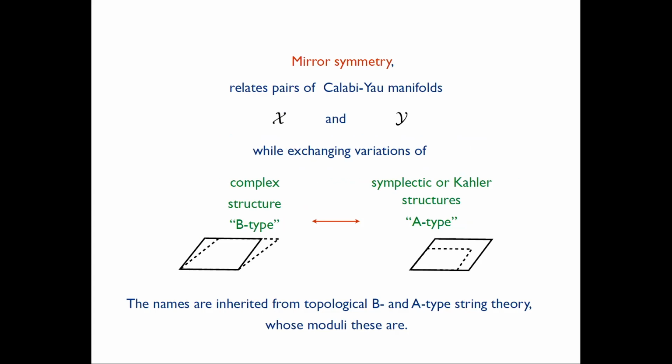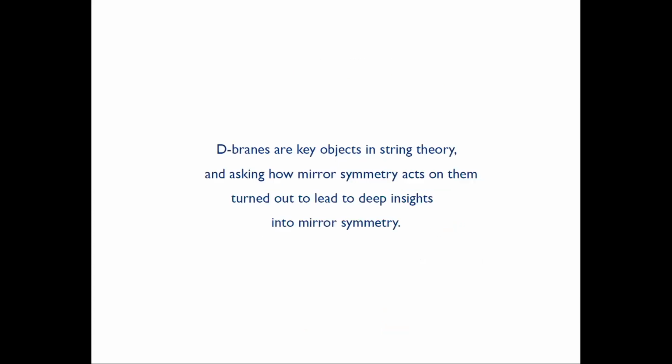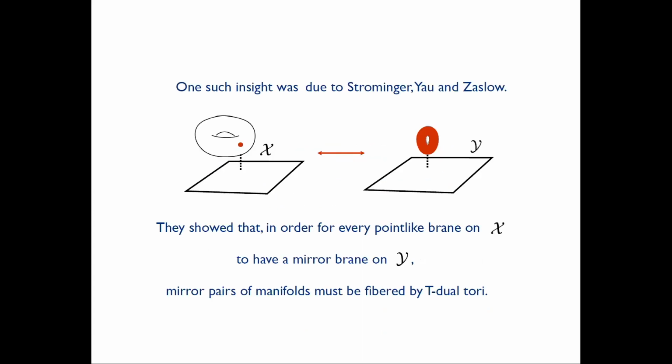So mirror symmetry relates pairs of Calabi-Yau manifolds, exchanging variations of complex or B-type structures and symplectic or Kahler, A-type structures. These names are inherited from the topological B and A model, whose moduli they describe. D-branes are key objects in string theory, and it turned out that thinking about how mirror symmetry acts on D-branes led to deep insights into mirror symmetry. One such insight was due to Strominger, Yau and Zaslow, who showed that in order for every special Lagrangian brane on X to have a mirror on Y, mirror manifolds have to be fibered by T-dual tori, and in fact, mirror symmetry must be T-duality.